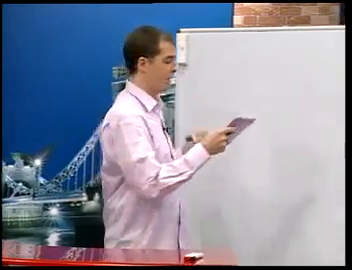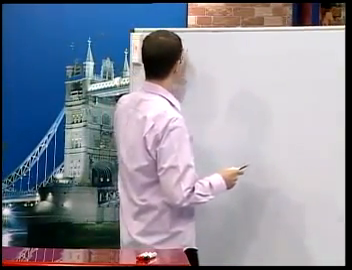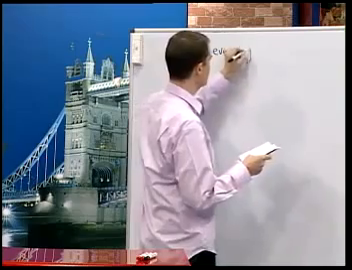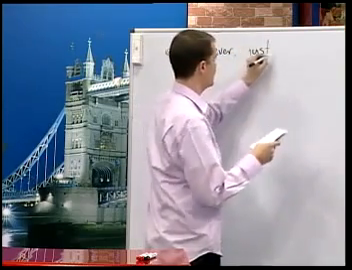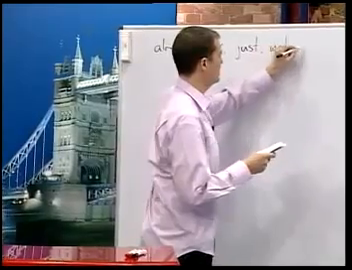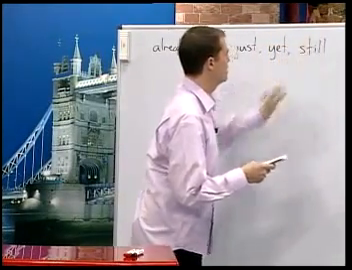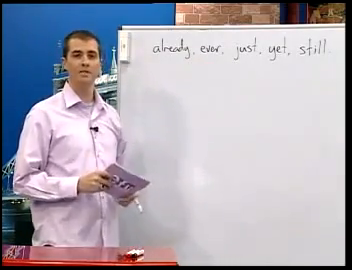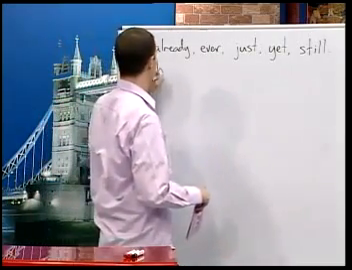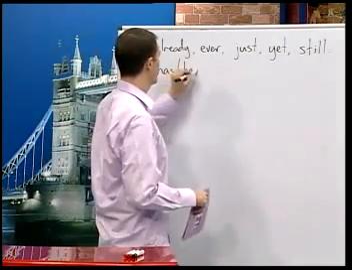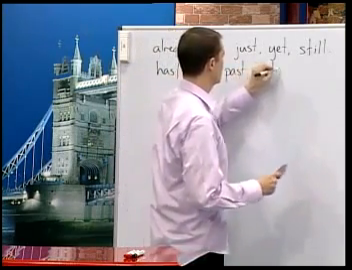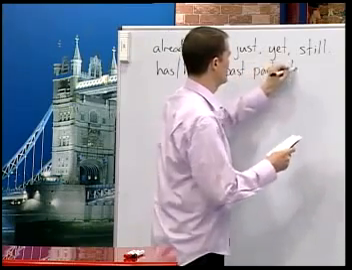Time expressions that we use with the present perfect include already, ever, just, yet, and still. Already, ever, just, yet, and still. Now, to form the present perfect, we use has or have plus the past participle.